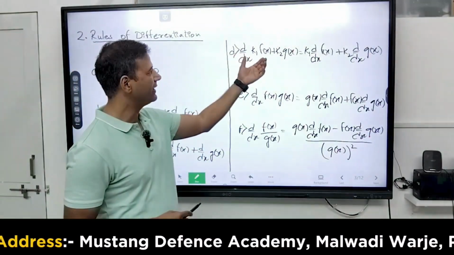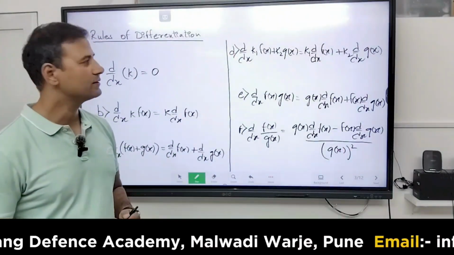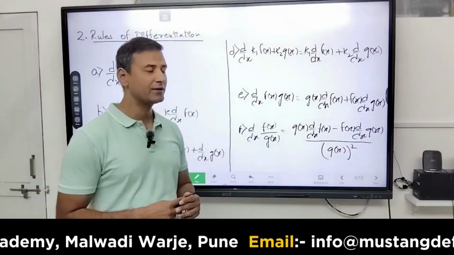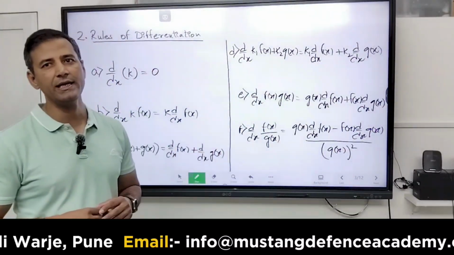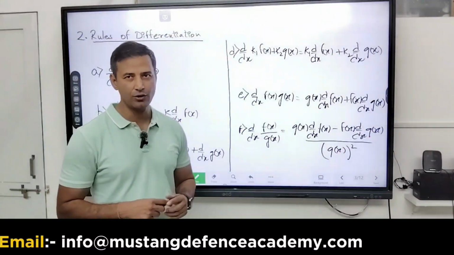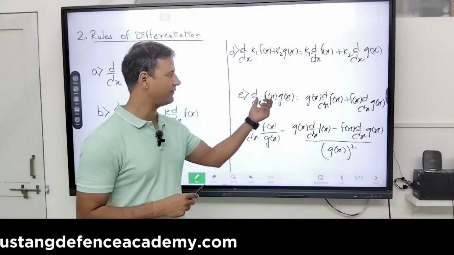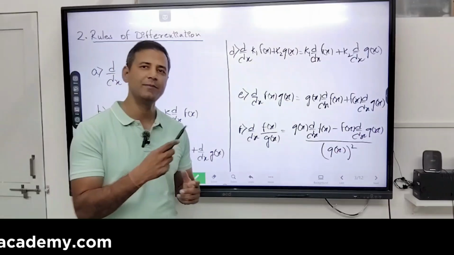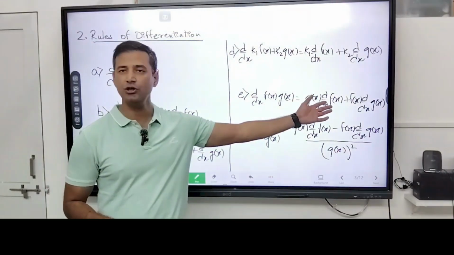Derivative of k1 f of x plus k2 g of x will be taken as k1 d by dx of f of x plus k2 d by dx of g of x. Now coming to the most used and important rules, as per your ND examination and your 12th examination: the derivative of the product of two functions f of x and g of x will be equal to g of x d by dx of f of x plus f of x d by dx of g of x.